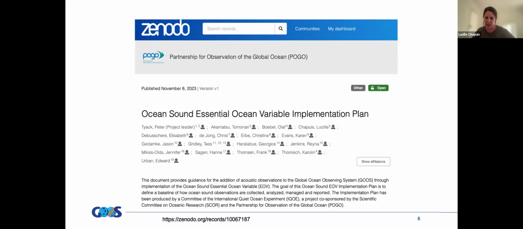So the first version of the implementation plan for this EOV was published in 2023 and is available online. So it's a document that is a comprehensive baseline documenting how sound observations are typically collected, analyzed, and reported. But it is quite a heavy document. So next, please.